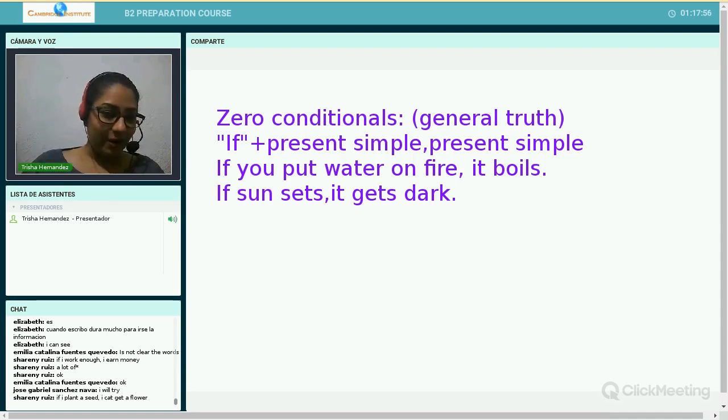Okay, you say I will try. If I plant a seed, I'll get a flower. Okay, I'm going to let you write. I'm going to open the board for you. Okay, go ahead. Type it here on the board.